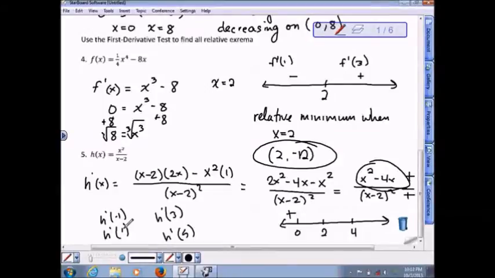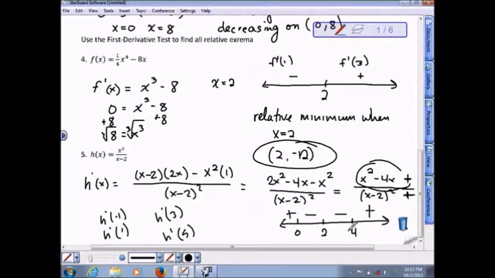Now, h prime of 1, if we plug a 1 in, 1 squared is positive. -4 times 1, though, makes it negative. So we have a negative divided by something that's always going to be positive down there, so that's a negative interval. Plugging in a 3 for both x's here, 3 squared is 9, but -12 here makes it negative. Negative divided by positive is negative. And if you plug in a 5, 5 squared is 25, but -20 makes it positive. Divided by a positive is positive.